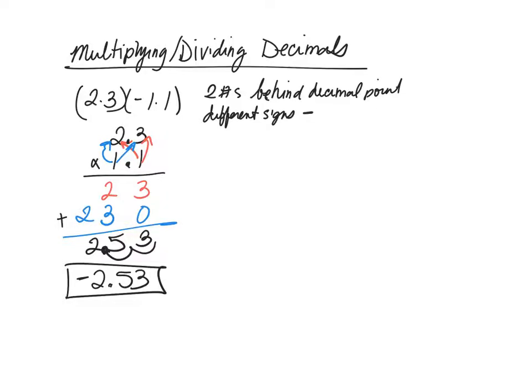Let's do another one. We'll use the multiplication dot instead. Negative 7.3 times 3.6. And how many numbers behind the decimal place? There's 2, right? And we have different signs. So the answer will be negative. And now we're going to multiply 7.3 times 3.6.